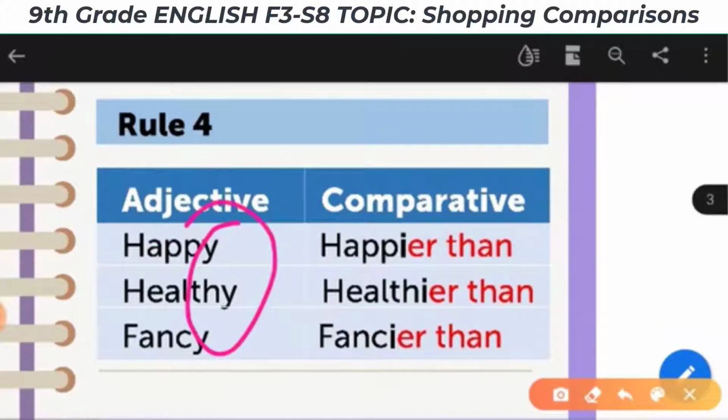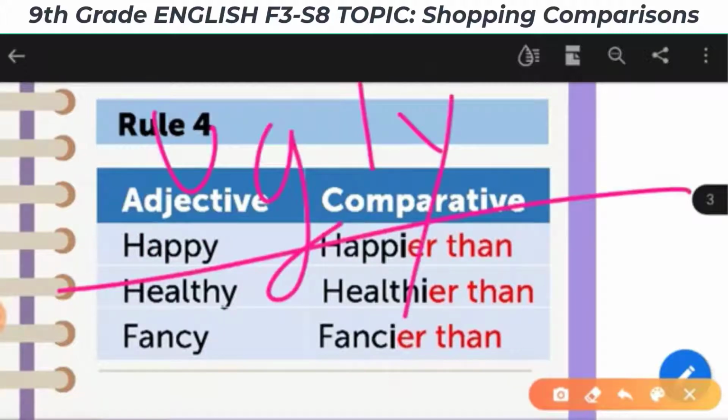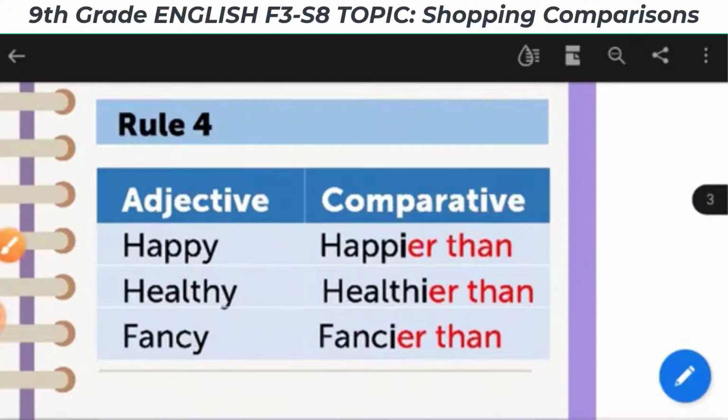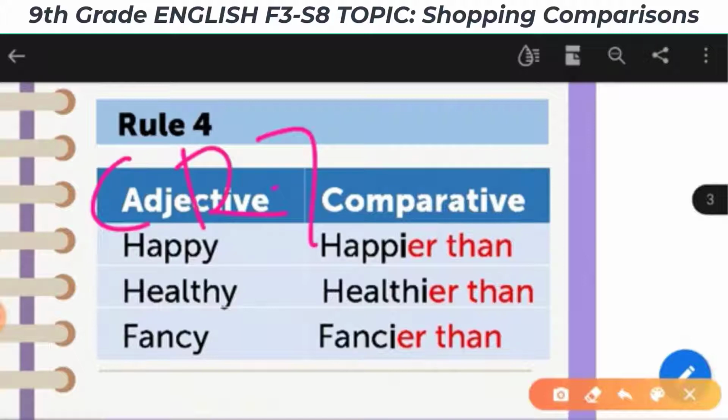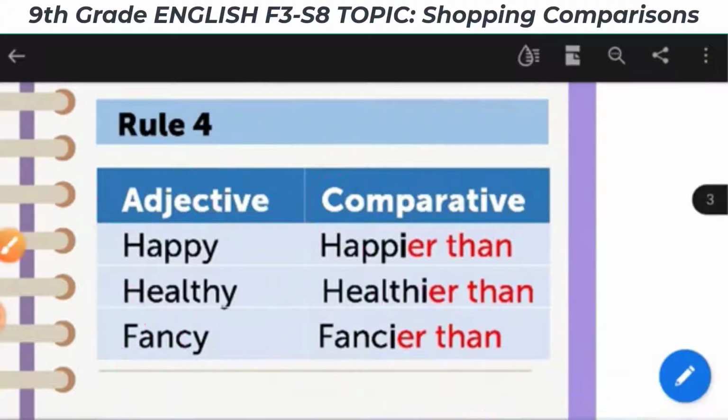Remember, si termina con Y, le cambias la Y, the Y, for I-E-R. Okay? Now, one more example will be uglier. Uglier. El original adjective es ugly, feo o fea, yes? Y comparative sería uglier than. Okay? Let's think of an example. For example, CR7, Cristiano Ronaldo, is uglier, es más feo, is uglier than me. Es más feo que yo, for example, yes? Now, that will be one example, okay?